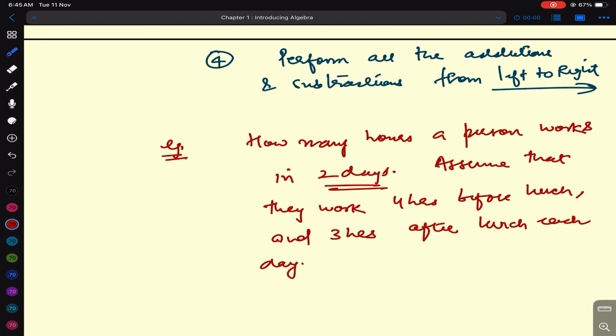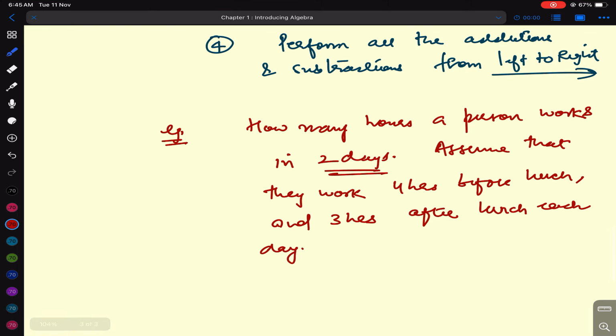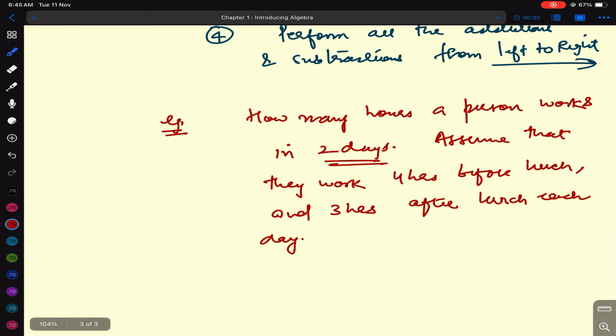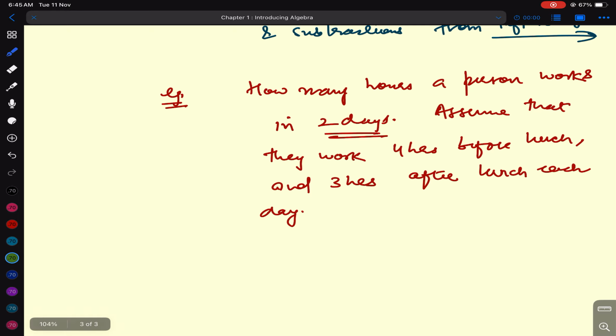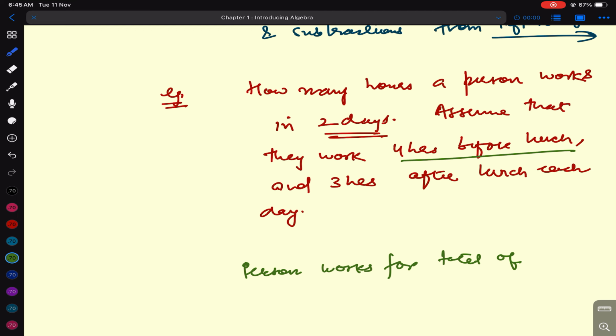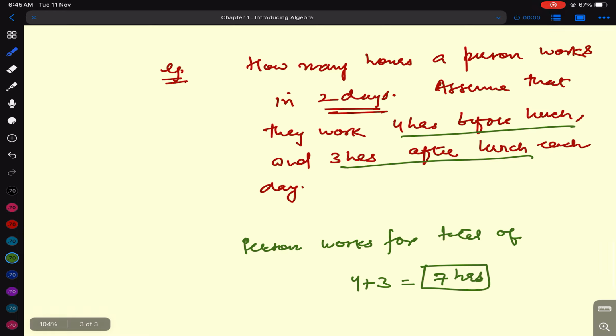Now how many hours the person works in 2 days is what is supposed to be figured out. In order to find the number of hours a person is working in 2 days, we will first have to find out how many hours the person is working for 1 day. So the person works for a total of 4 hours before lunch and 3 hours after lunch. That is 4 plus 3, and that is 7 hours every day. This is the number of hours that he or she is working in 1 day. Clear?